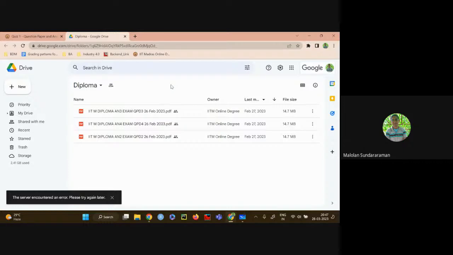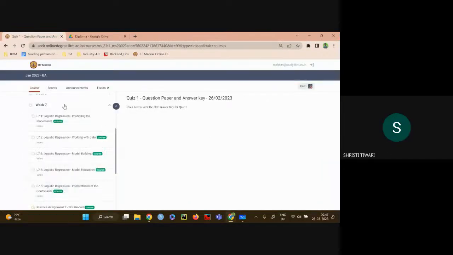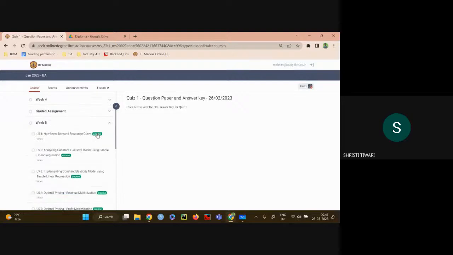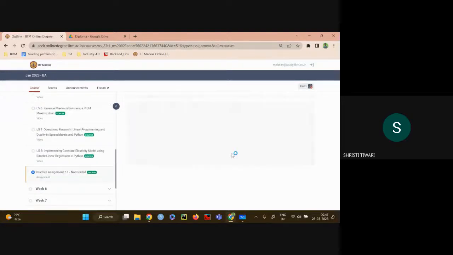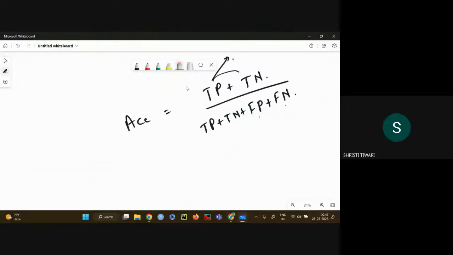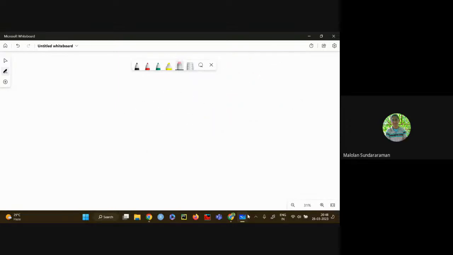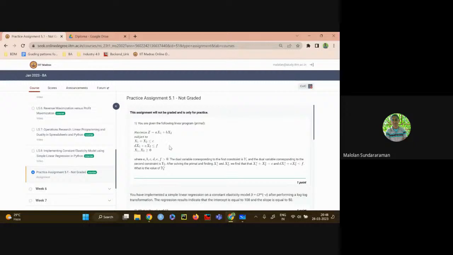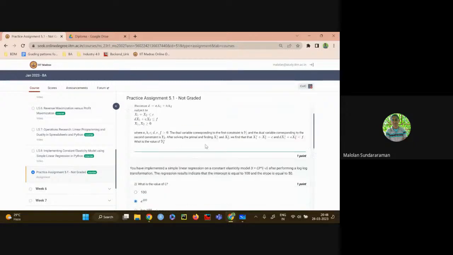Excuse me, sir. Yes, go ahead, Shrishti. I have one more question from the practice assignment. Go ahead. Question number 1 is 5.7. Sir, how to frame this? This is a duality problem, all right? It's quite confusing to get the desired answer. No, okay. Actually, you don't have to do any computations for this particular question. After being cautioned, what is the value for y2?